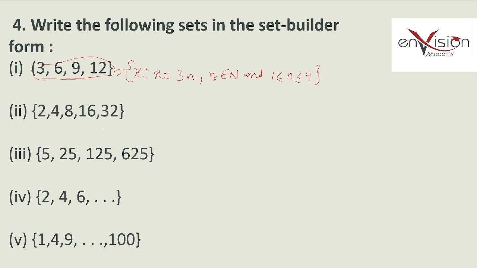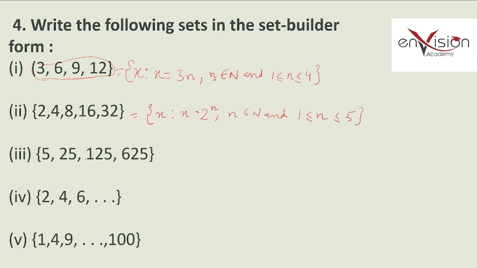Next we have 2, 4, 8, 16, 32. This is 2, this is 2 squared, this is 2 cubed, this is 2 raised to power 4, 2 raised to power 5. So we can write it as x such that x is equal to 2 raised to power n, again where n is a natural number, clearly, and there is a condition on n: n is greater than or equal to 1 and less than or equal to 5 here.